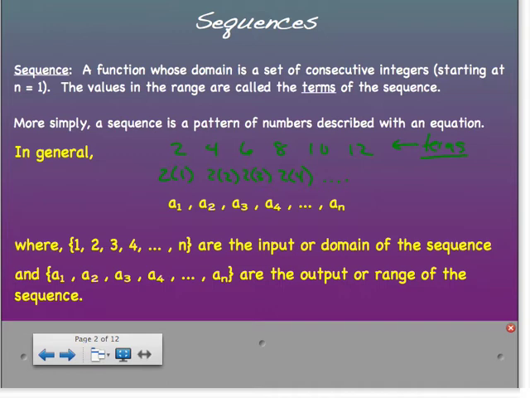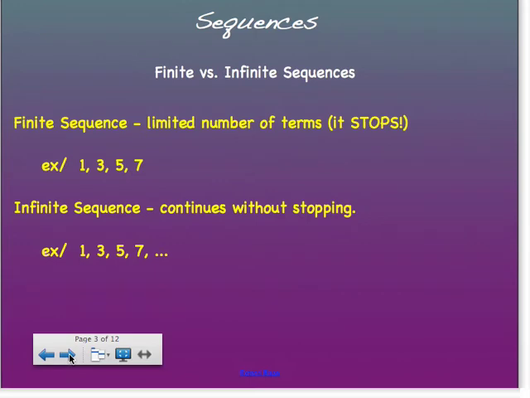One last thing I want you to understand is the idea of a finite sequence versus an infinite sequence. Okay, we know what infinite means. Infinite means it goes on forever. That means finite means something that actually stops. So you can see here on this screen, if we have a finite sequence, it's a limited number of terms. In other words, it stops. It doesn't go on forever.